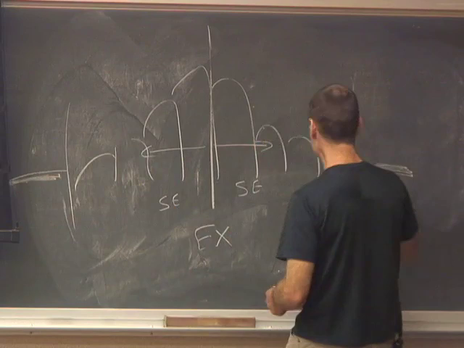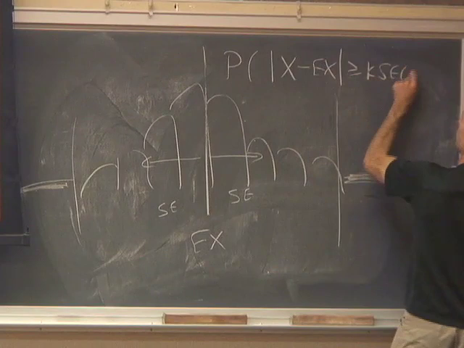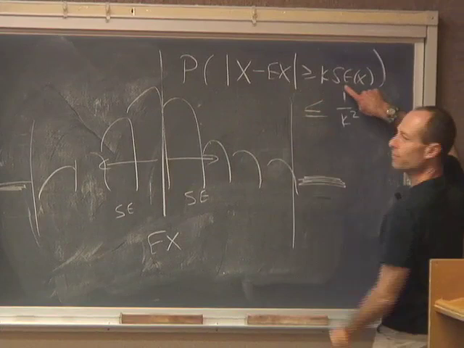So Chebyshev's inequality is saying the probability that the absolute value of X minus E[X] is greater than or equal to k times the standard error of X is less than or equal to 1 over k squared. So the chance that you are k or more standard errors away from the expected value is at most 1 over k squared.